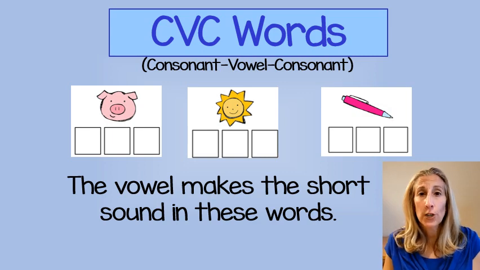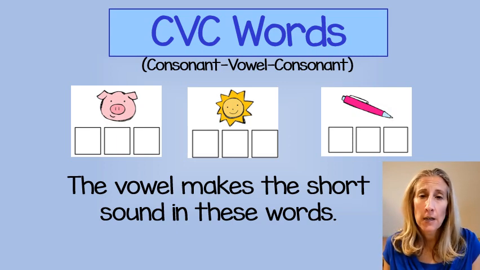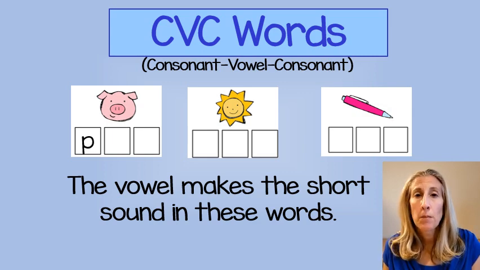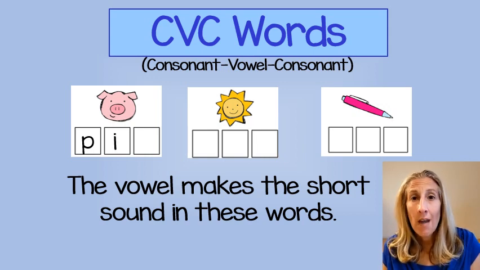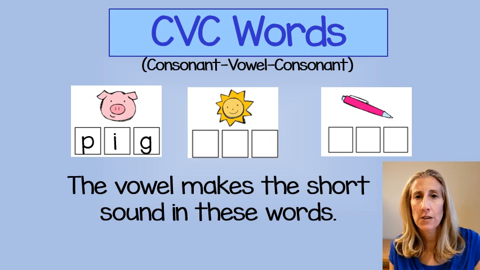So we're going to look first at our CVC words. And CVC means there's a consonant, a vowel, and then another consonant. So let's look at the first picture of the pig. Let's stretch that out and see if we could get that short vowel sound in the middle of pig. P, I, G. That's right, you heard that short I. Pig.